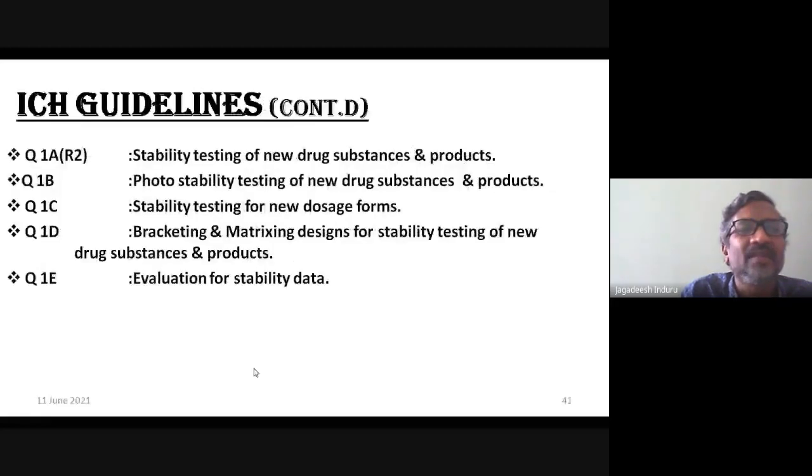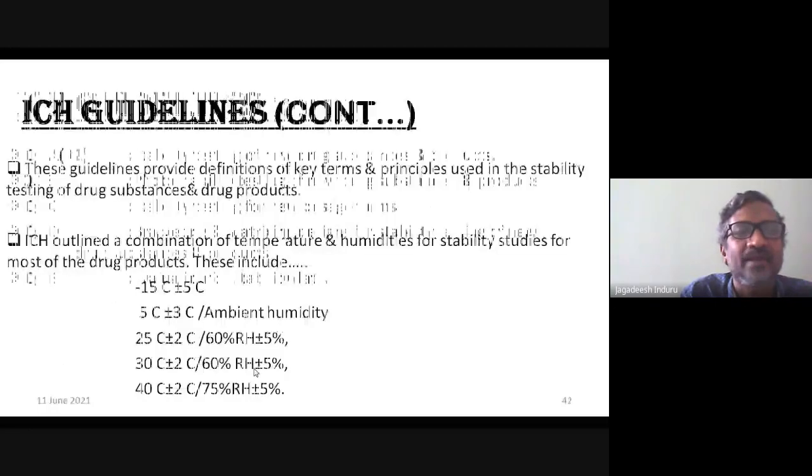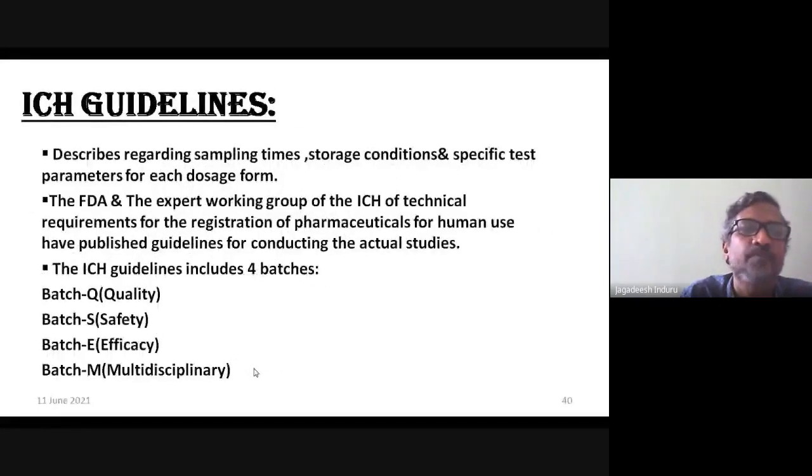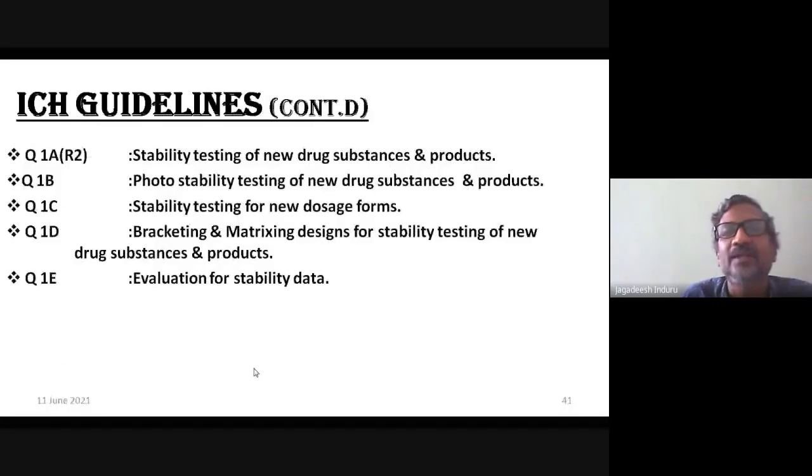In the quality guidelines Q1, similarly we have got S1. In this group we have got E1 and M1. Like that we have got different guidelines, so they will be numbered. Now in the Q1 guidelines, A is 1A. They are concerned with the stability testing of new drug substances and products.